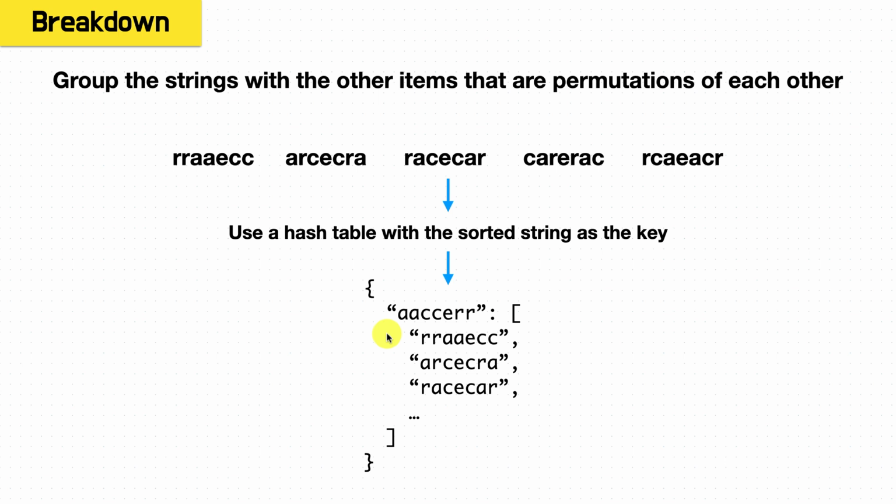So strings that are permutations of each other have all the same characters. So if we sort their characters, they're going to form the exact same sorted string. So we can use this sorted string as the key, and then store the unsorted version in an array for the value. Then we can simply return this array in the solution output. And that's all we need to do to group them.